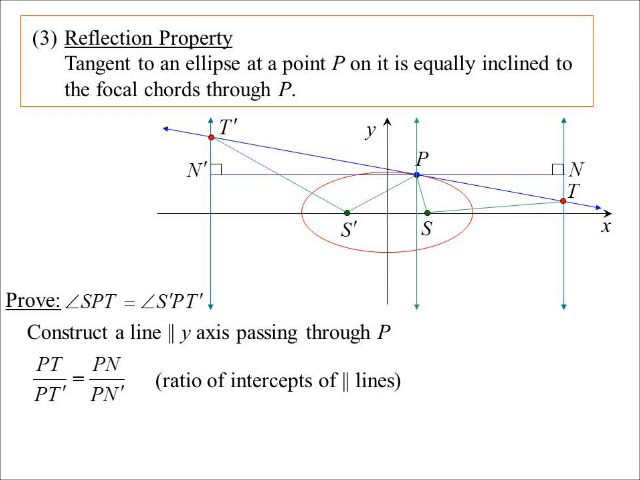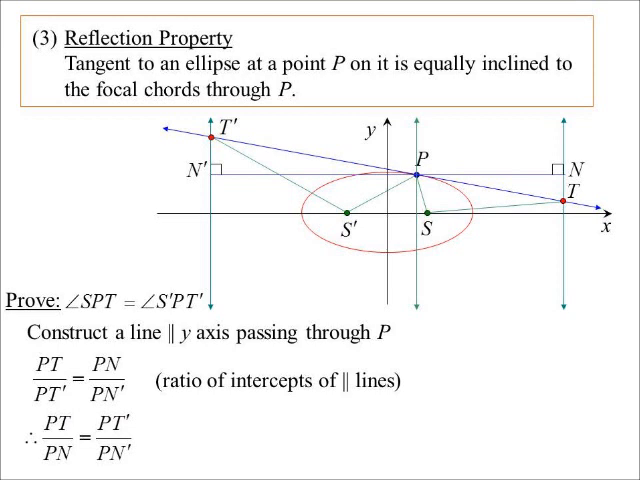You've got three parallel lines there. It doesn't matter where we draw the transversal, it should cut in the same ratio. So our ratio of intercepts parallel lines. Well, if I rearrange that, I now have PT over PN is equal to PT dash over PN dash.